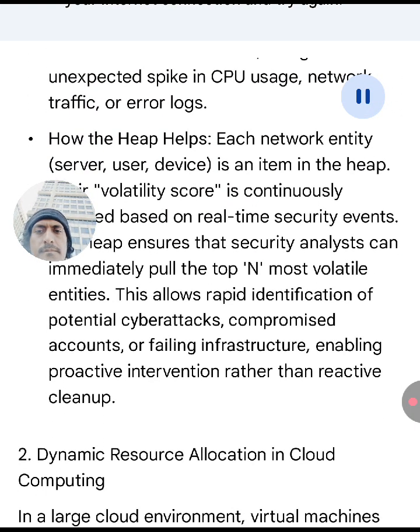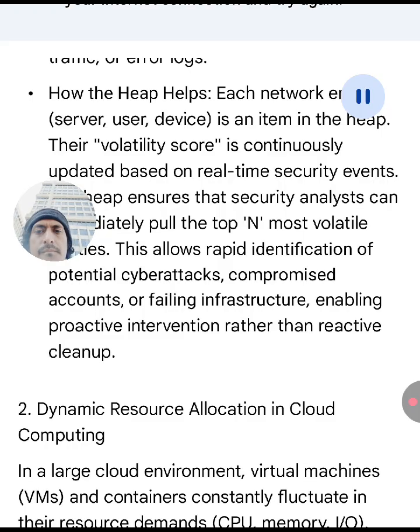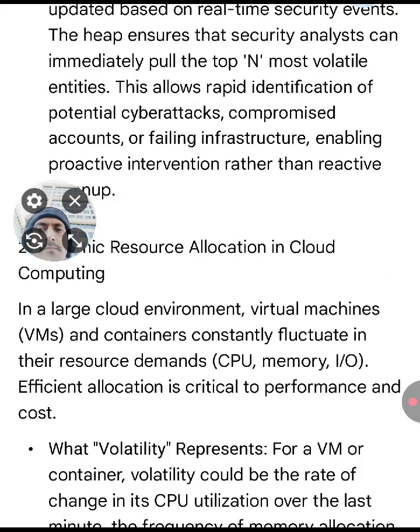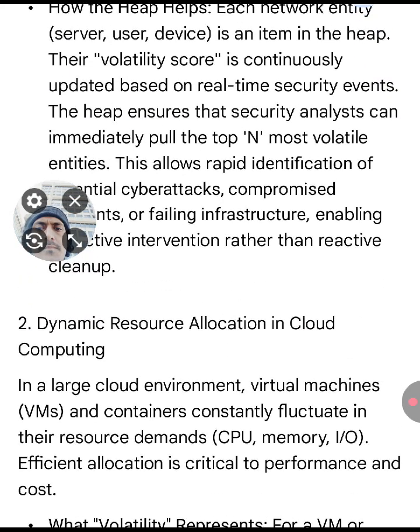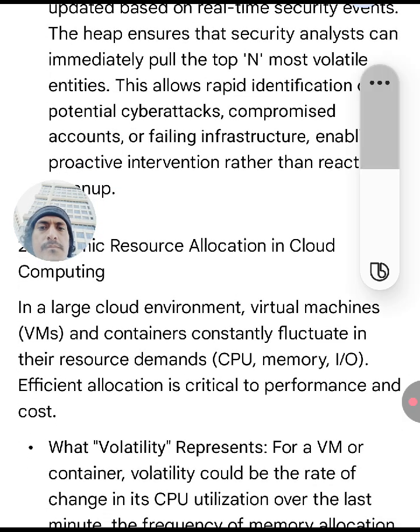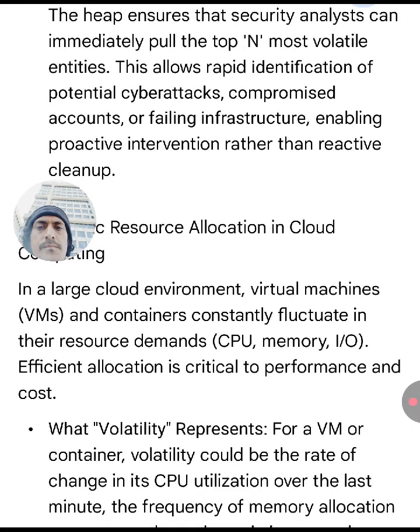How the heap helps: each network entity, server, user, device, is an item in the heap. Their volatility score is continuously updated based on real-time security events. The heap ensures that security analysts can immediately pull the top-N most volatile entities. This allows rapid identification of potential cyber attacks, compromised accounts, or failing infrastructure, enabling proactive intervention rather than reactive cleanup.